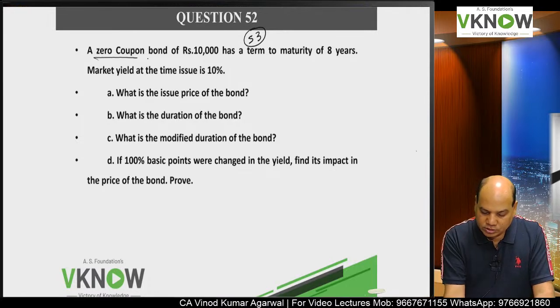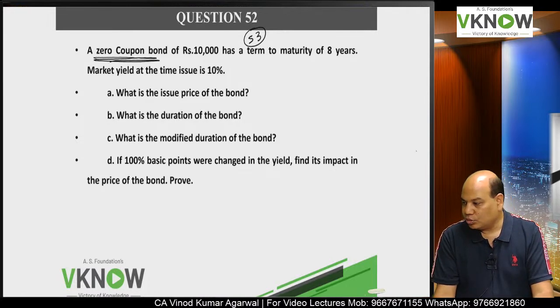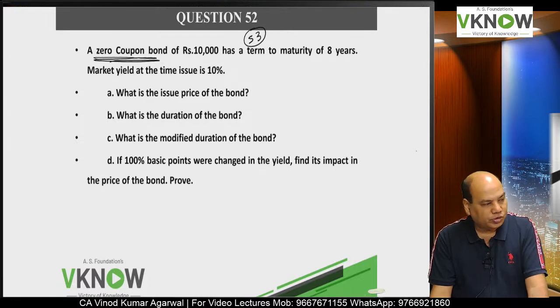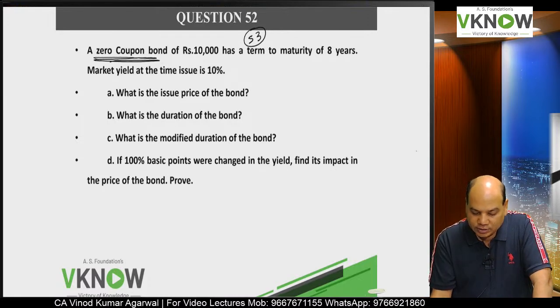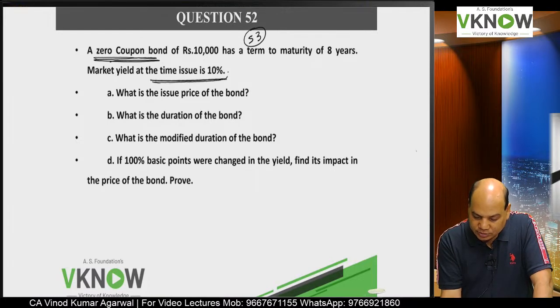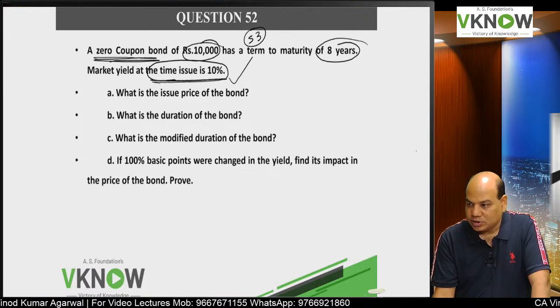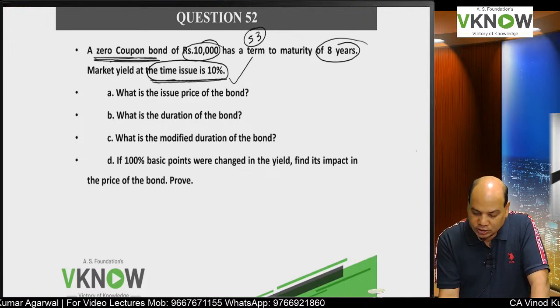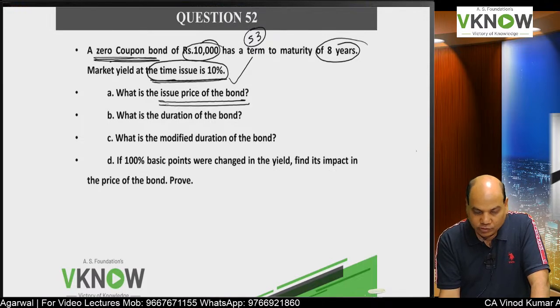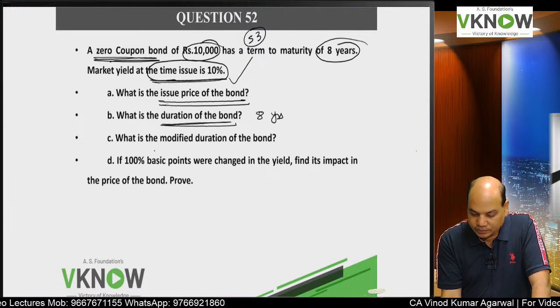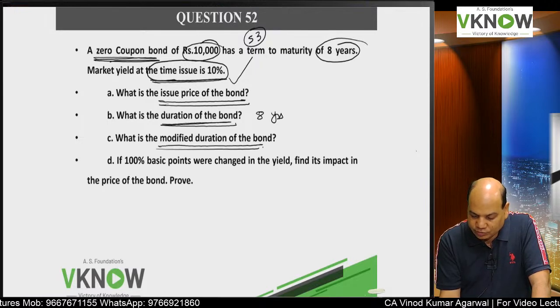Zero coupon bond means the term to maturity and duration will be the same. A zero coupon bond of 10,000 has a term to maturity of 8 years. Market yield at the time of issue is 10%. So 10,000, 8 years and 10% discount rate, you can compute the present value or issue price of the bond. Second question, duration of the zero coupon bond. Answer is 8 years only. What is modified duration of the bond?